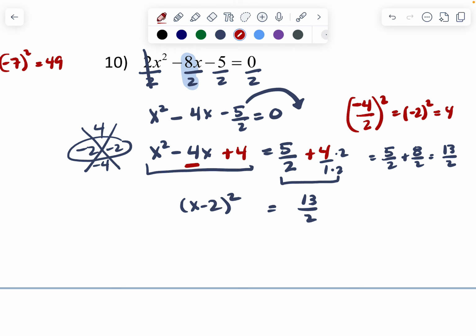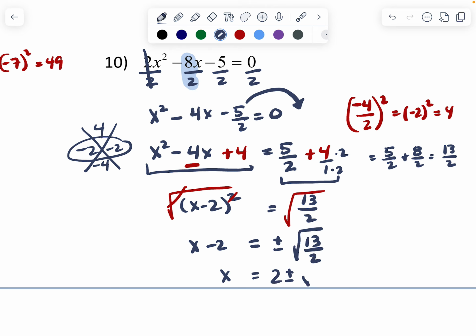And then to get rid of the square, I'm going to take a square root, which cancels, which gives me x minus 2 equals plus or minus the square root of 13 over 2. And then just move the 2 to the other side, so I get x equals 2 plus or minus the square root of 13 over 2. Okay? Kind of ugly. Be nicer on the quiz.